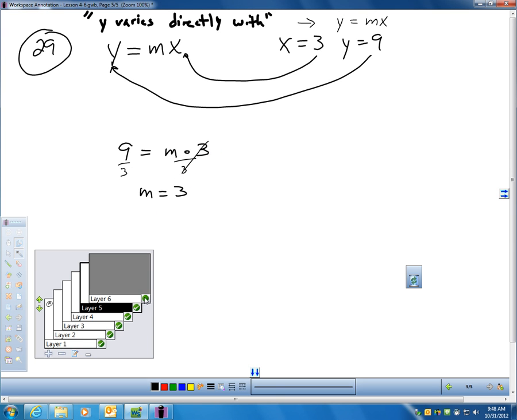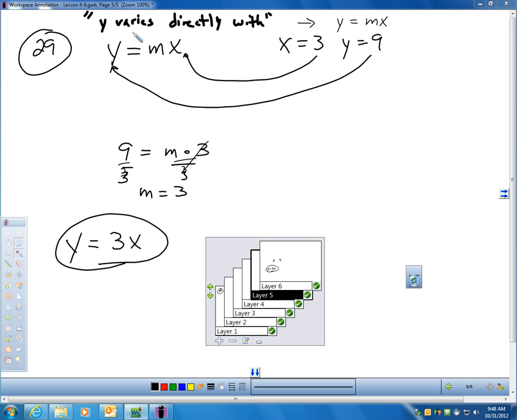m equals 3, so my equation must have been y equals, m was 3, y equals 3x. There's my equation for number 29 if x was 3 and y was 9. My constant of variation had to be 3. Okay? And that's all we have to do on each of the problems from 29 through 37.